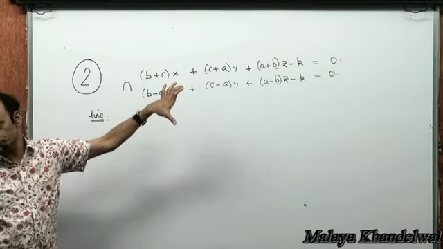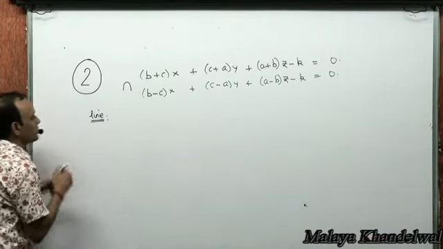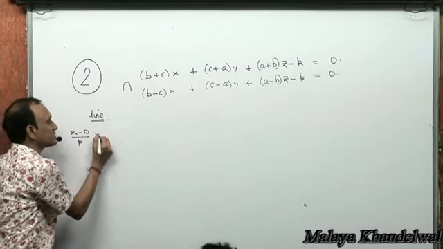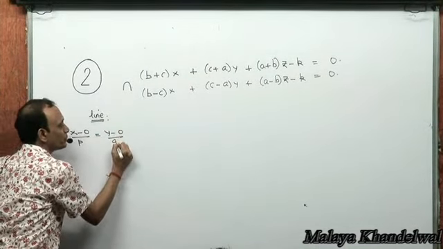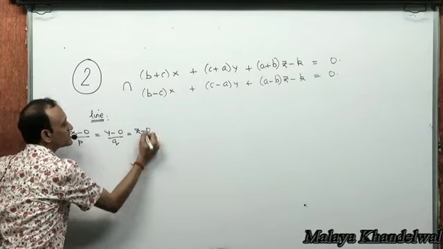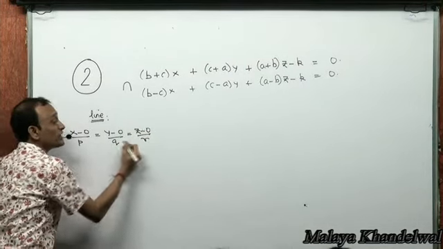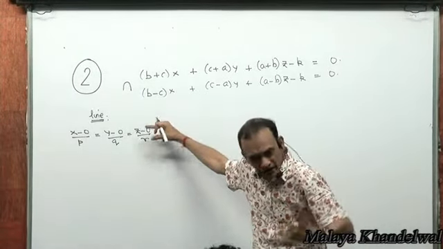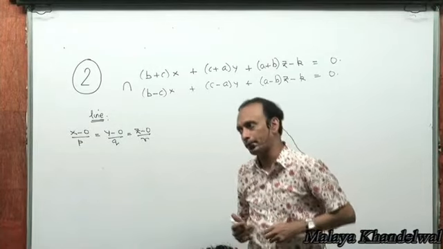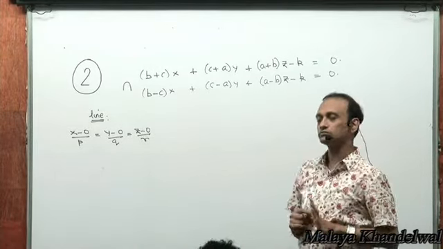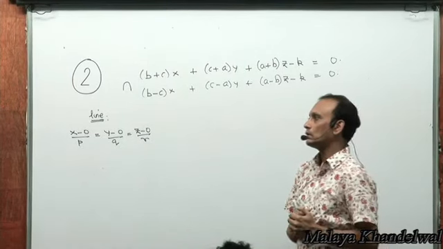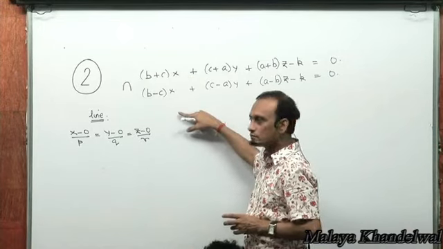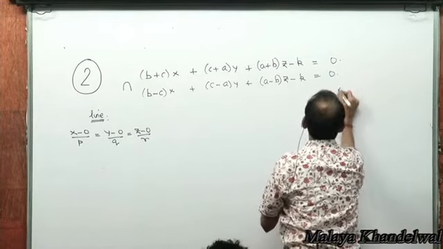Passing through the origin. So first of all, any line passing through the origin is like (x - 0)/p = (y - 0)/q = (z - 0)/r, where p i plus q j plus r k is a vector parallel to this line and also the direction ratios of this line, right? Now, this line is parallel to this line. What is this? These are two planes.